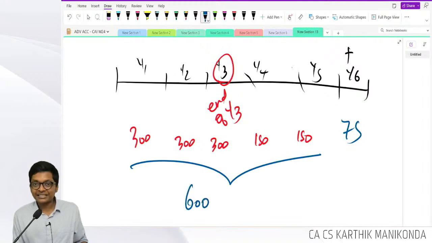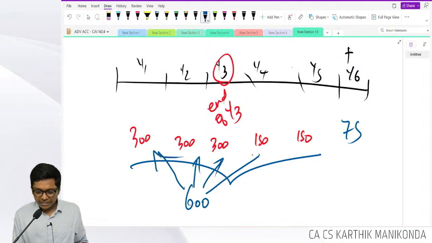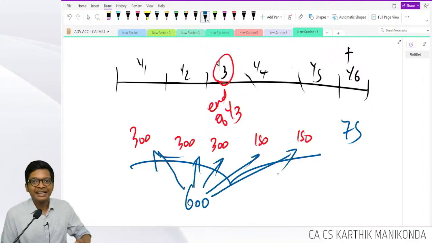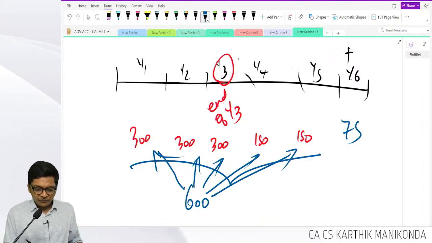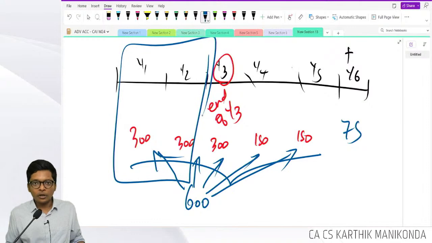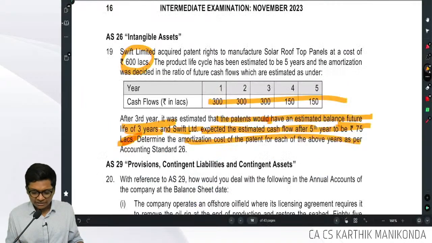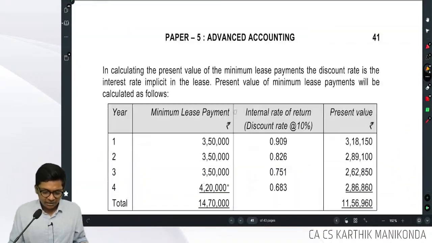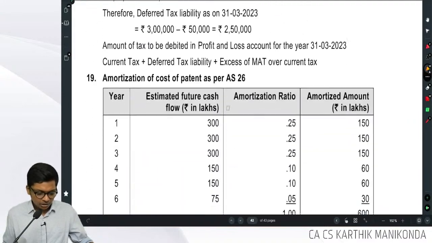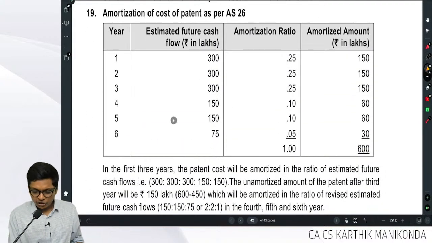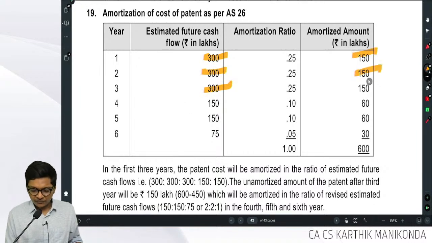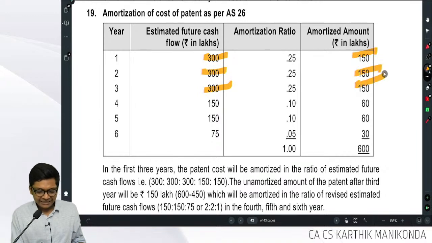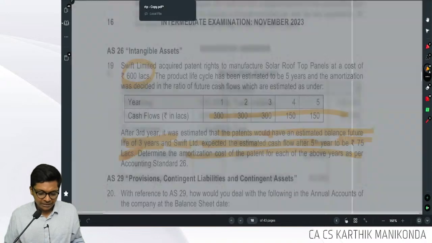So my asset of 600 will be apportioned in the ratio of 300 is to 300 is to 300 is to 150 is to 150. I am apportioning my intangible asset of patent. For the first 2 years, no problem, because for the first 2 years my estimate is only 5 years. So if you look at the solution over here, for the first 3 years, we would have done just like that normally in the apportionment ratio of 300, 300, 300. So 150, 150, 150.